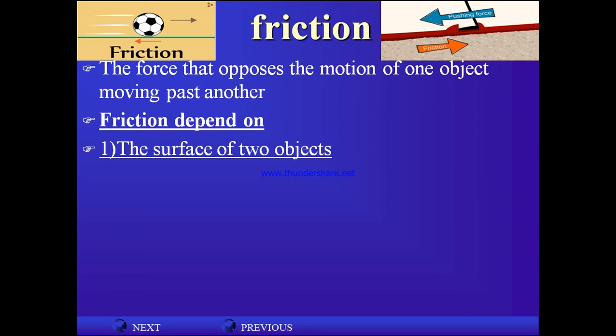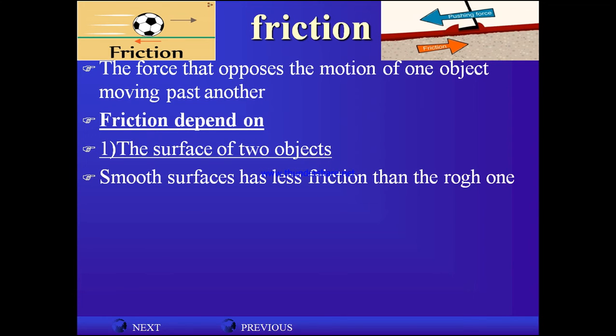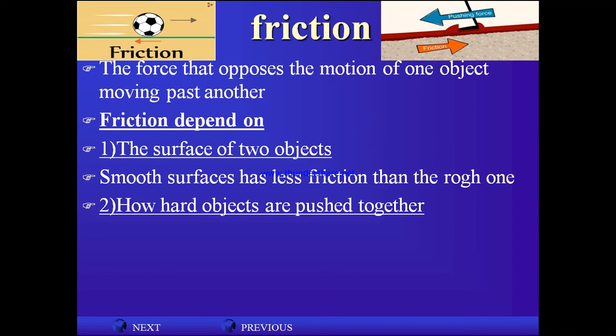Friction depends on the surface of the two objects. Smooth surfaces have less friction than rough ones. So when you roll a metallic ball on an ice surface or a glass surface, you will find it moves a long distance in a long time. But when you roll this ball on a rough surface, you will find it moves a short distance and in a short time.